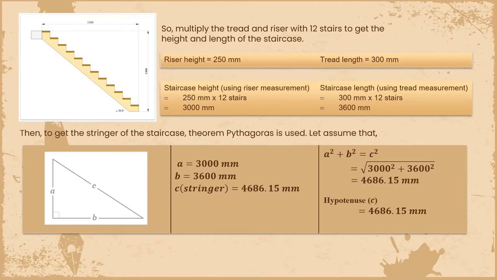To calculate, multiply the tread and riser by 12 stairs to get the height and length of the staircase. The riser height is 200 mm. The staircase height using riser measurement is 200 mm multiplied by 12 stairs equal to 3000 mm. And the tread length is 300 mm. The staircase length using tread measurement is 300 mm multiplied by 12 stairs equal to 3600 mm.